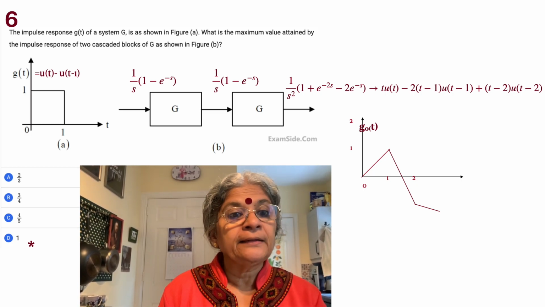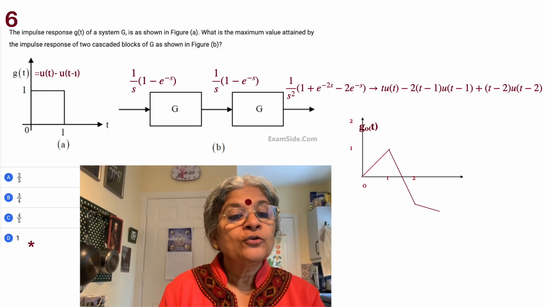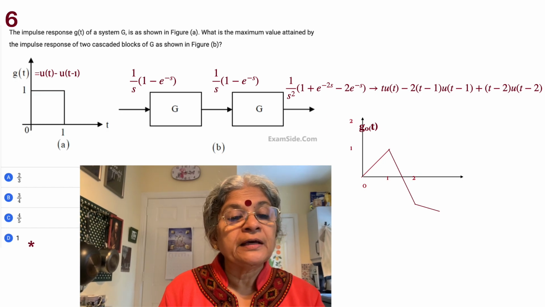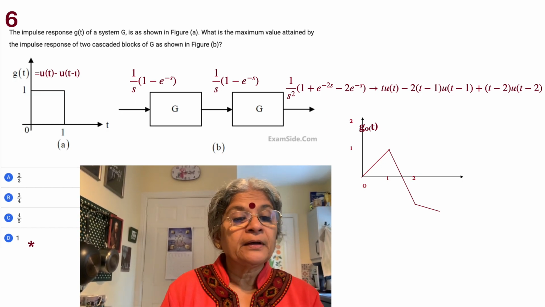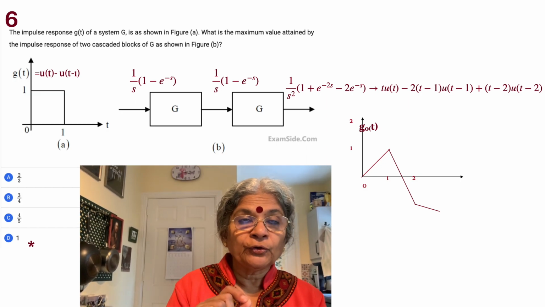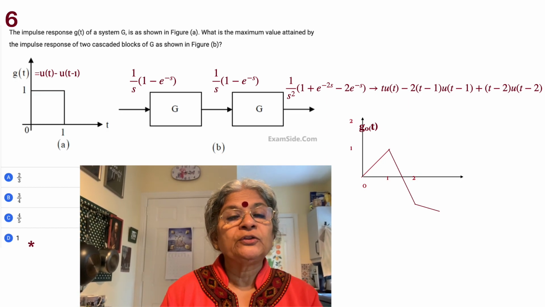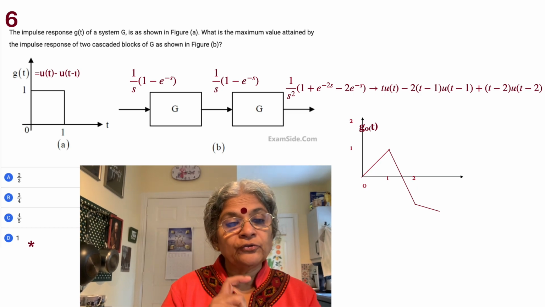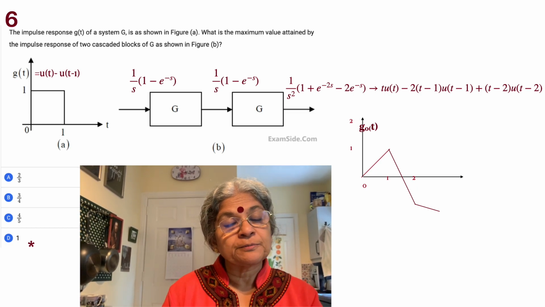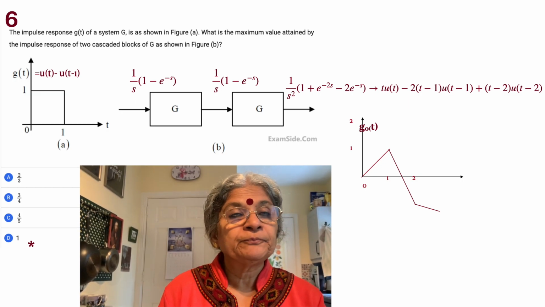That's why it's given that the impulse response g(t) of a system G is as shown in the figure. What is the maximum value attained by the impulse response of two cascaded blocks of G as shown in the figure? Okay, so what do we have here? We have the first figure which explains the response of the block G. If you give it an impulse, it creates a small pulse out of it, and the pulse has a width of 1 and a height of 1. The magnitude is equal to 1, and the pulse with respect to time is of width equal to 1, so 1 time unit.